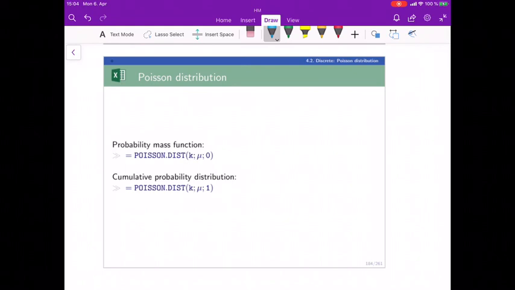Brilliant. Then thank you very much for your attention. I hope you enjoyed this little start into the discrete distributions, and next lecture we're going to start looking at the most important one, the continuous and the Gaussian distribution.